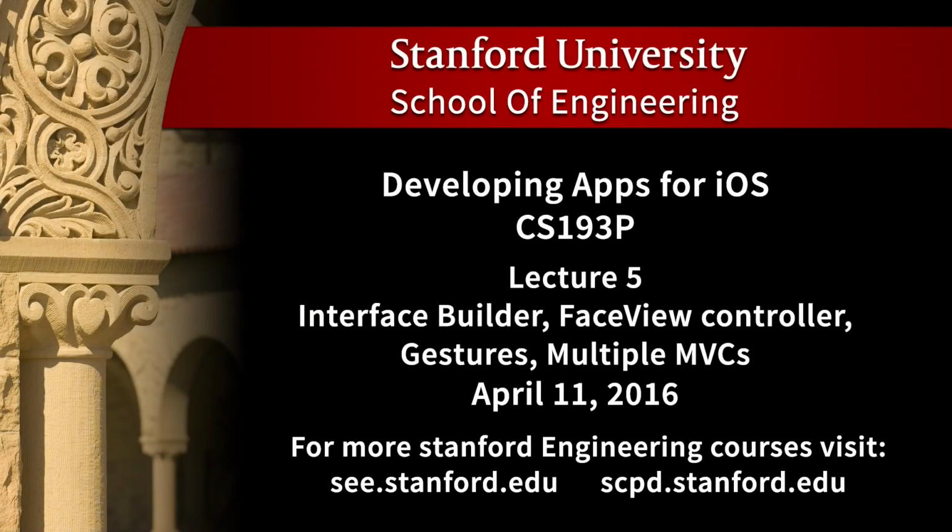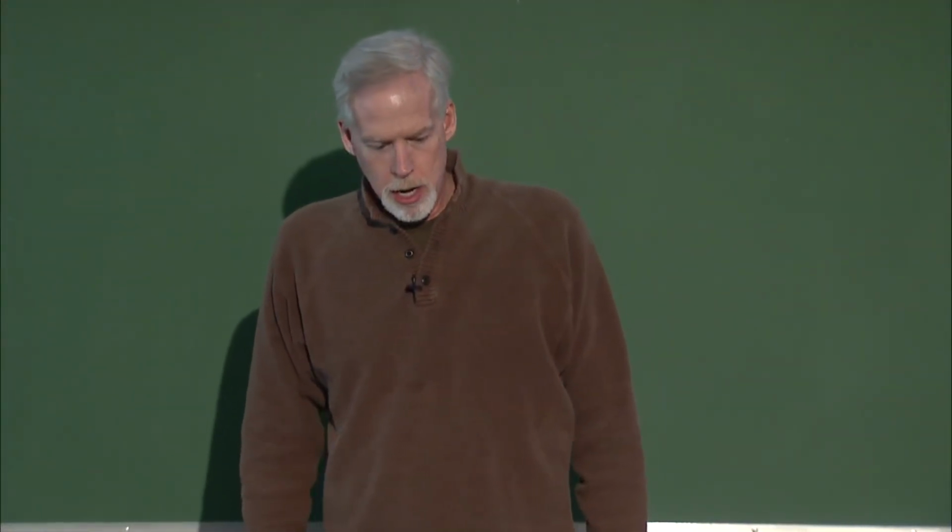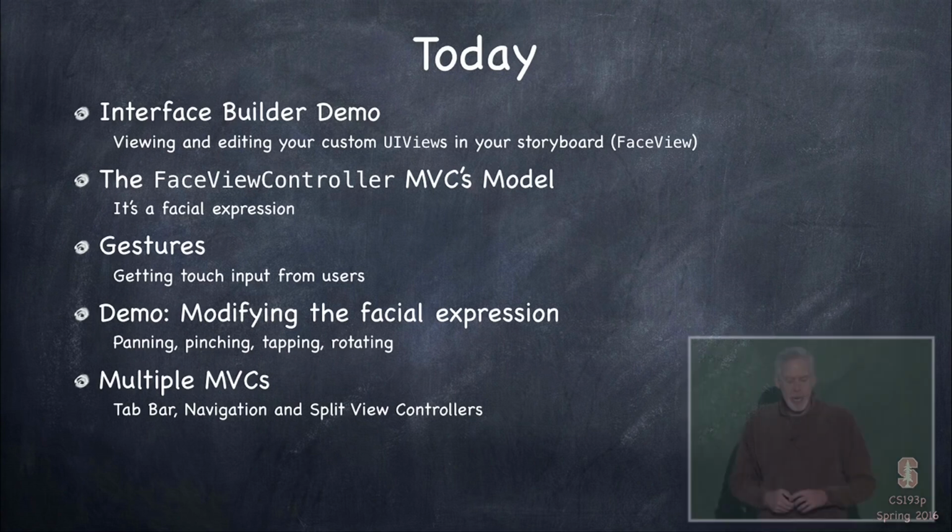All right, well then, welcome to Lecture 5 of CS 193P. This is spring of 2016. And today we are going to first work a little bit more on FACEIT. I'm going to show you some cool features in the interface builder part of Xcode. That's the part where we're building our storyboard.